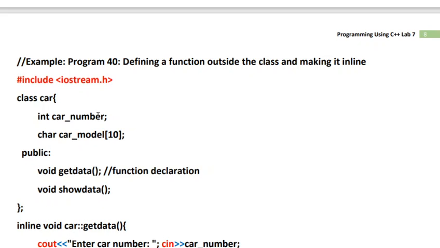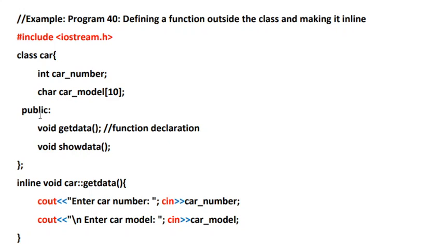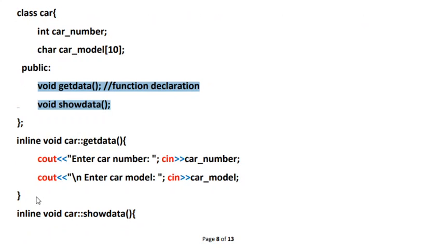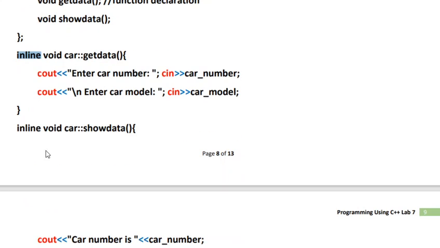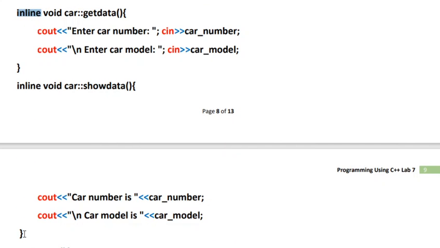Now the next program that we have is defining a function outside the class and making it inline. Here I have made a very simple change in the same program, where I have placed inline whenever I'm defining the function. Again I have private members, car number and car model, and we have public functions declared inside the class. Then the function is defined outside the class, but I made that particular function inline. And here I've defined show data and again made the function inline.